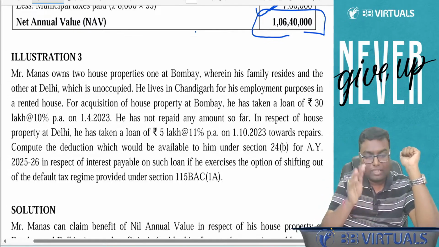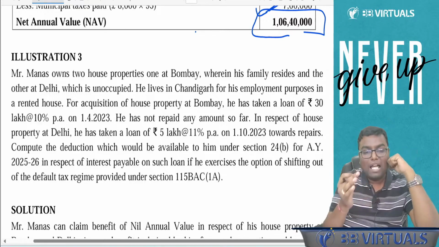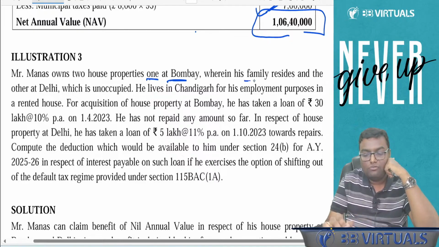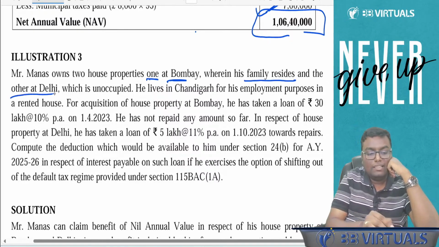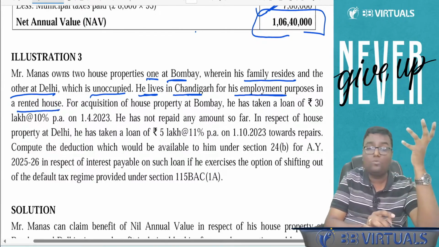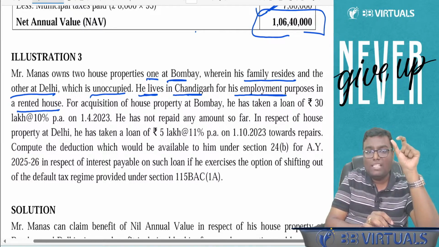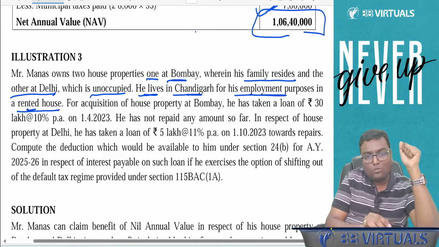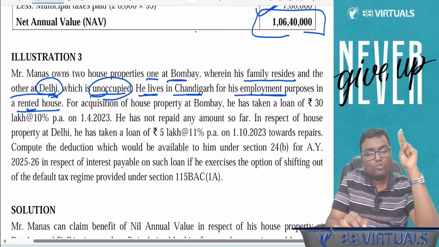Illustration number 3. Mr. Manas owns 2 house properties, one at Bombay, wherein his family resides, and the other is in Delhi, which is unoccupied. Now, why is it unoccupied? Because he lives in Chandigarh for his employment purpose in a rented house. Can I say because of job he had to transfer from Delhi to Chandigarh? In Chandigarh, he is staying in a rented house and the house of Delhi is unoccupied. So that Delhi house will also be called what? SOP.